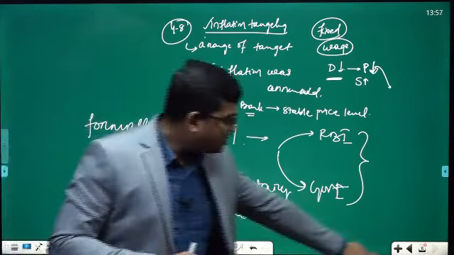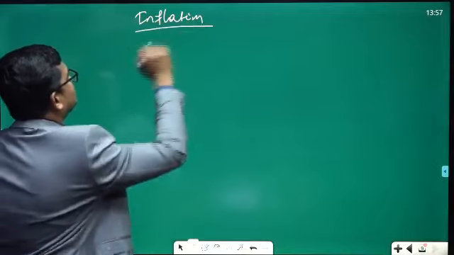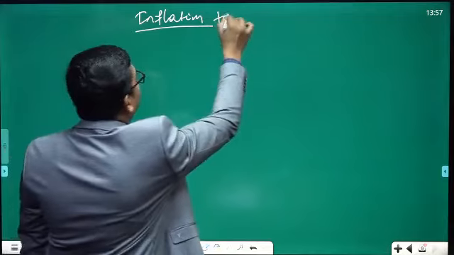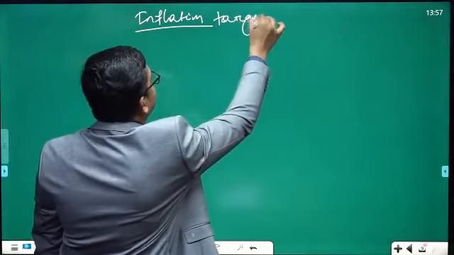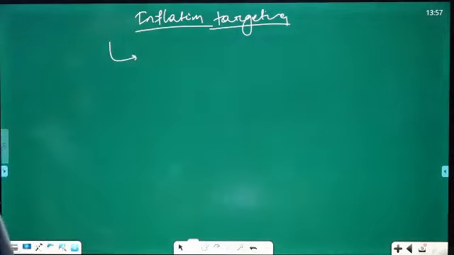Let's see what the highlights of this inflation targeting, or technically this agreement, are. What are those targets? Let's see.